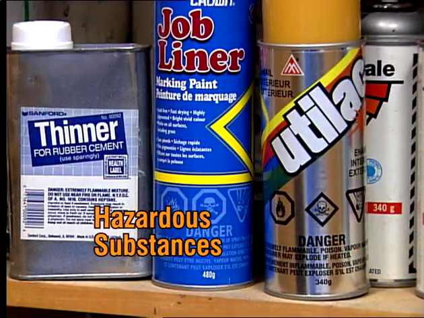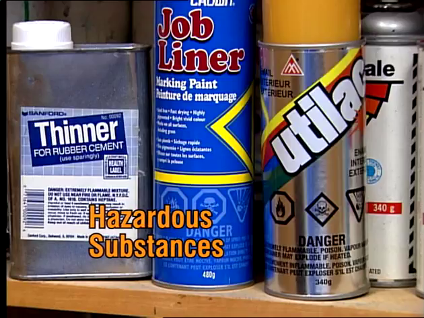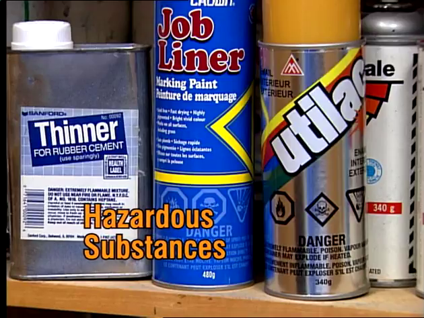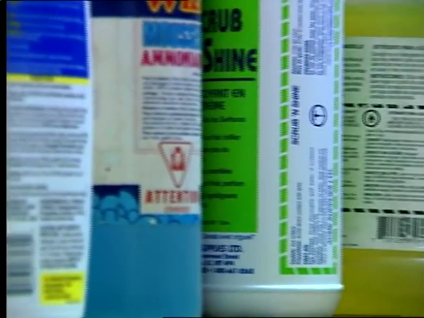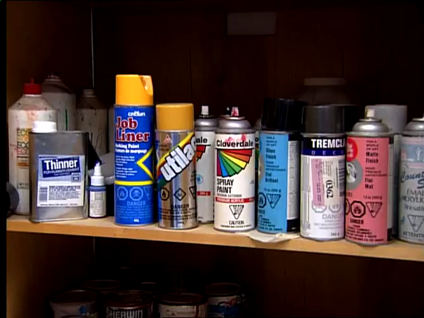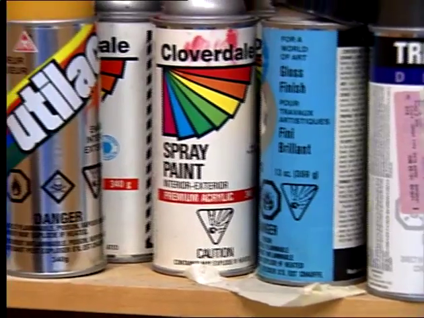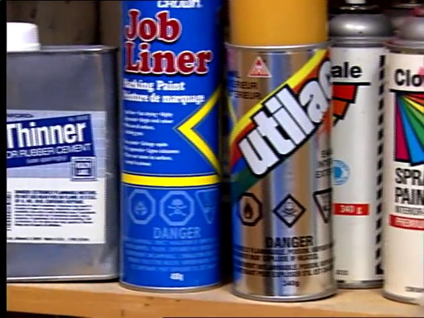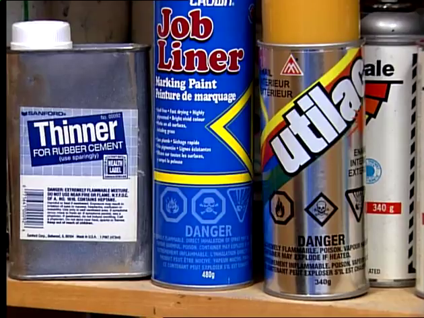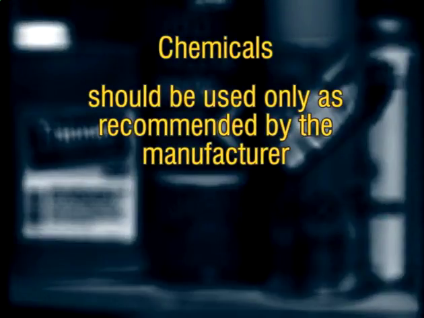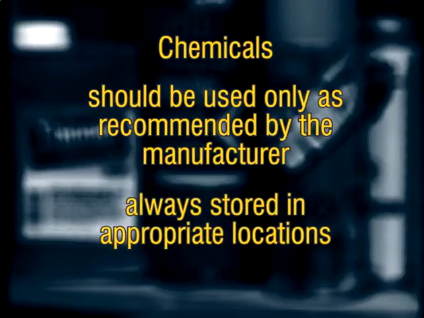Finally, another source of potential hazards in the office is chemicals. Chemicals are present in every workplace. In the office, the most obvious are the cleaning products that are used. However, there are often numerous other chemical substances present, such as glues and paints. Some of these chemicals will possess hazardous properties, such as toxicity or flammability. All chemicals in the office should be used only as recommended by the manufacturer and always stored in appropriate locations.